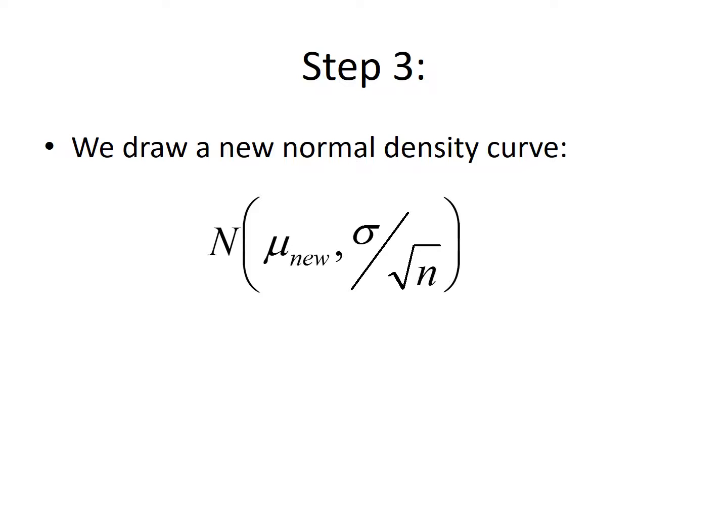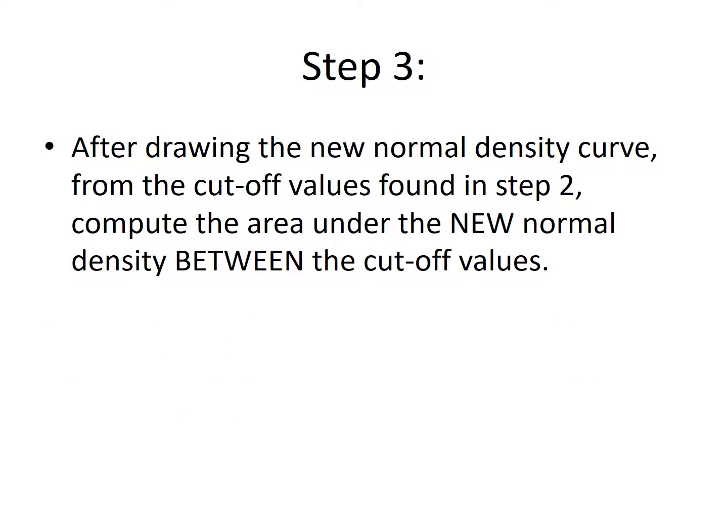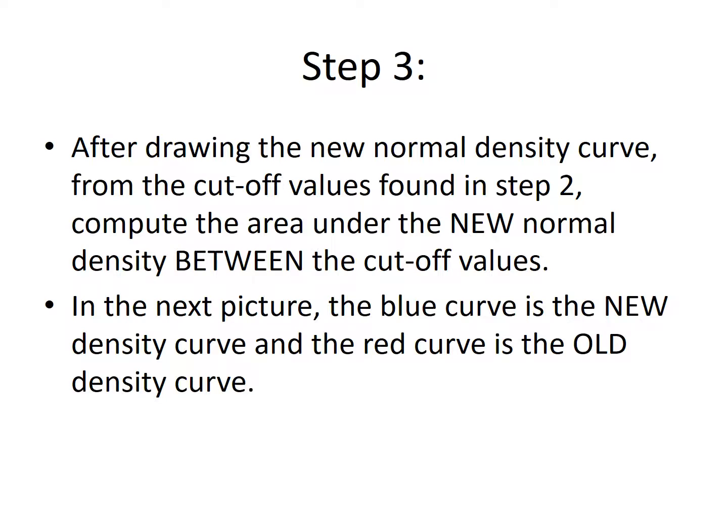Step 3, again, we draw a new normal density curve centered at the alternate claim. In this example, 46.5. But we use the same standard deviation. So that does not change. We have a new center, but same standard deviation for both curves. And after drawing the new normal density from the cutoff values found in step 2, compute the area under the new normal density that is between the cutoff values this time. And in the next picture, the blue curve again will be the new density curve. The red curve is the old density curve. And again, beta will be shaded in blue.